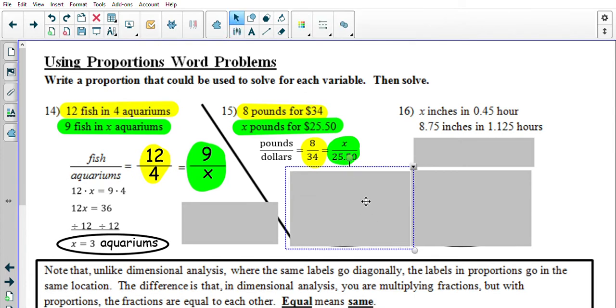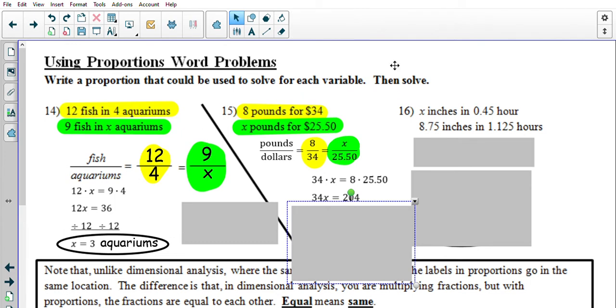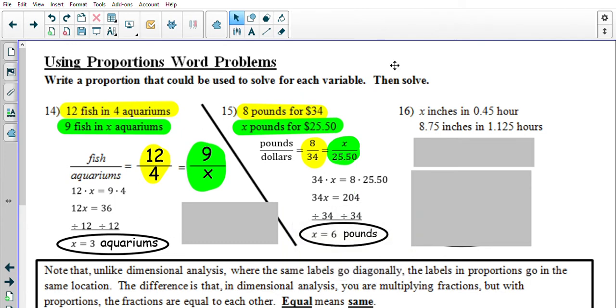So we've got 34 times X, which equals 34X. 8 times 25.50, which is 204. Divide both sides by 34 to get an answer of 6. So our answer will be 6 pounds. Do not forget your label.